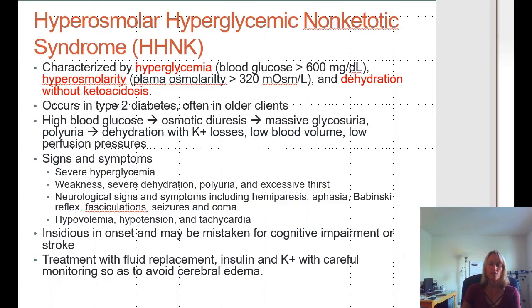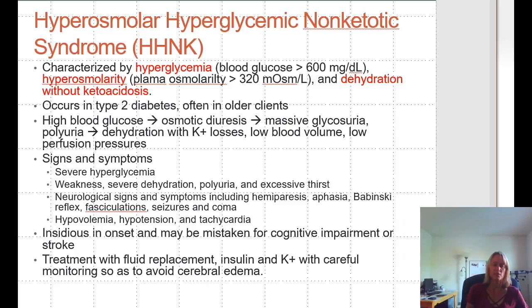Okay, another condition with really high blood glucose levels is hyperosmolar hyperglycemic non-ketotic syndrome. And here we have extremely high blood glucose levels, hyperosmolarity of the blood, and dehydration, but in this case it's without ketoacidosis. And this condition occurs more in type 2 diabetics, usually in older patients. So we get really high blood glucose levels leading to osmotic diuresis, a large loss of glucose in the urine, polyuria, dehydration and potassium loss, low blood volume, and low perfusion pressures.